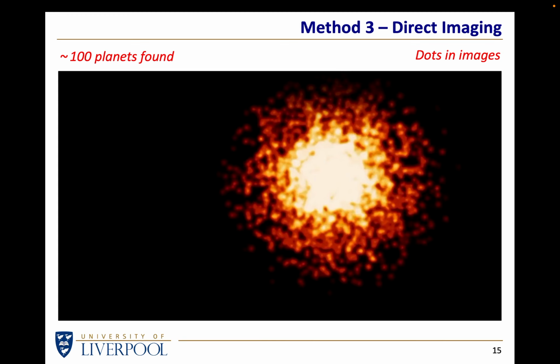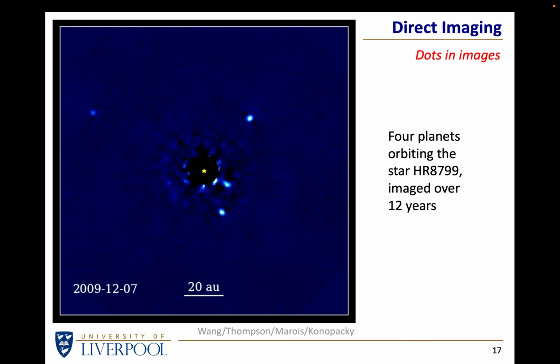So if we can somehow block the starlight, then we have a chance of seeing those fainter planets. And this has been done for a few systems. There's an occulting disk right in the middle, blocking out the starlight, allowing us then to see individual planets moving around the star. This is a time lapse taken over quite a long time.